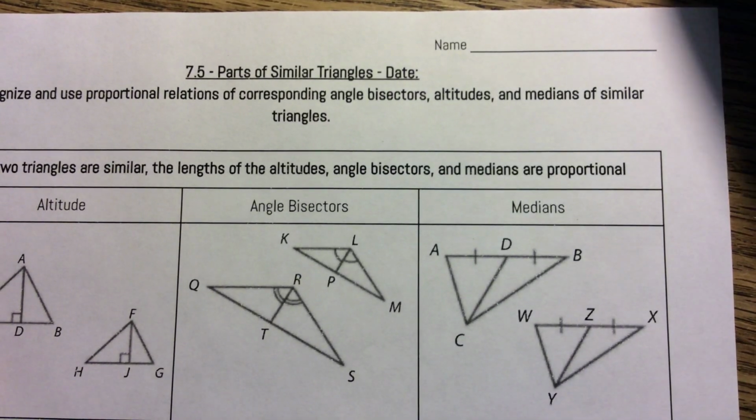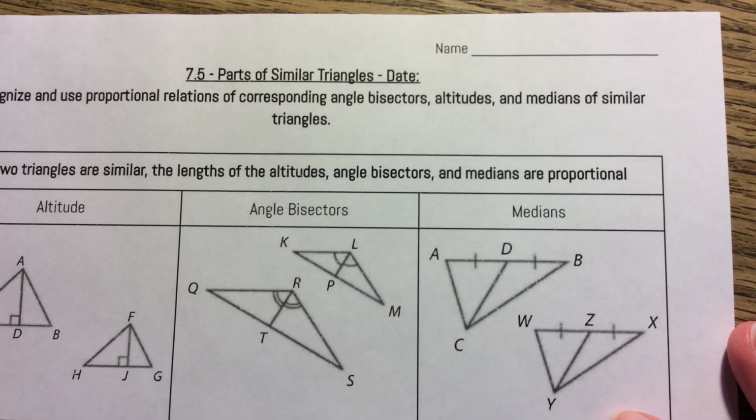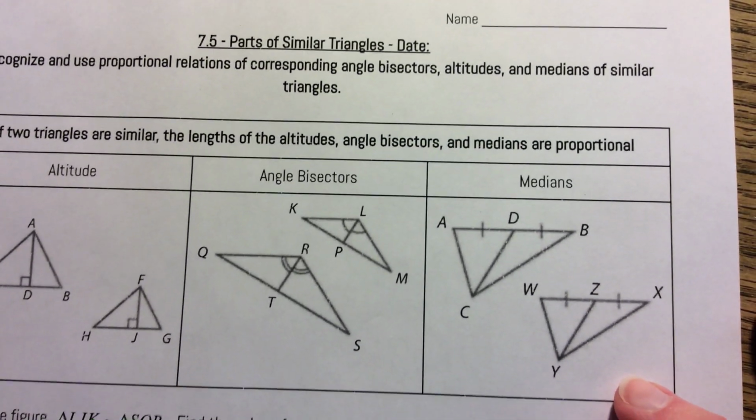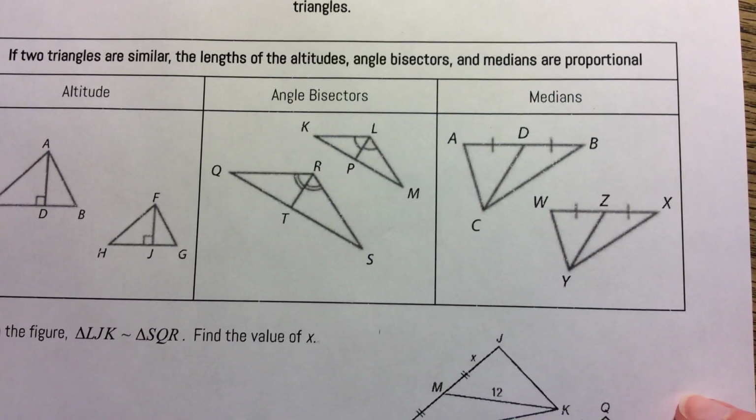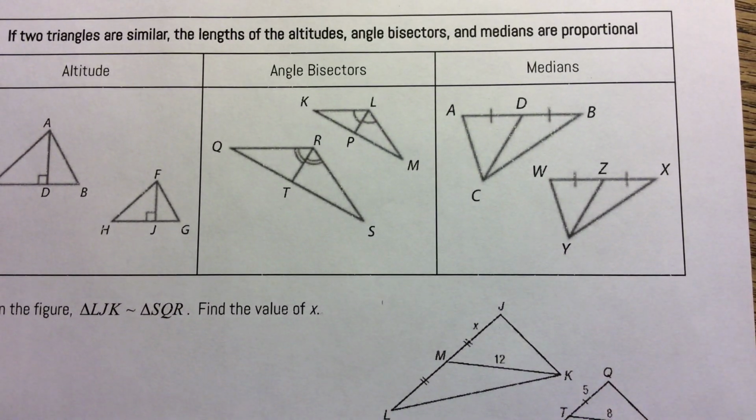All right, 7.5 is quite similar to the lessons we've been doing. We're still working with proportional relationships. So now we're looking at how proportional relationships are created when you have two similar triangles and you have the altitude, the angle bisector, or the median in those triangles.